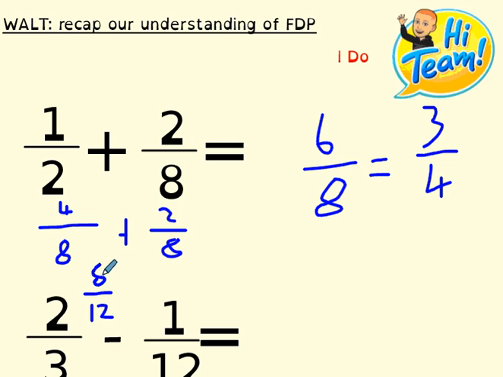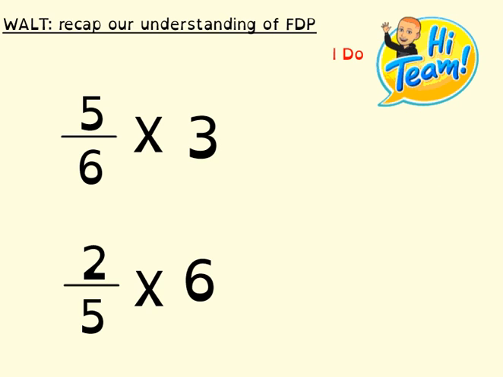Finally, fractions times whole numbers. In this case, it's kind of like repeated addition, isn't it? 5/6 add 5/6 add 5/6, which will give you 15 sixths. Or you can put your whole number over a denominator of 1, which will give you the same answer when I times both the numerators and then the denominators together.